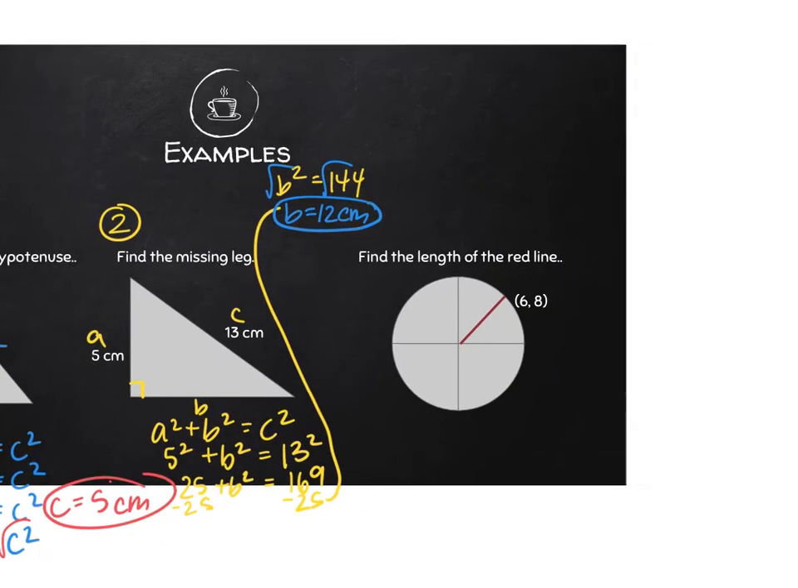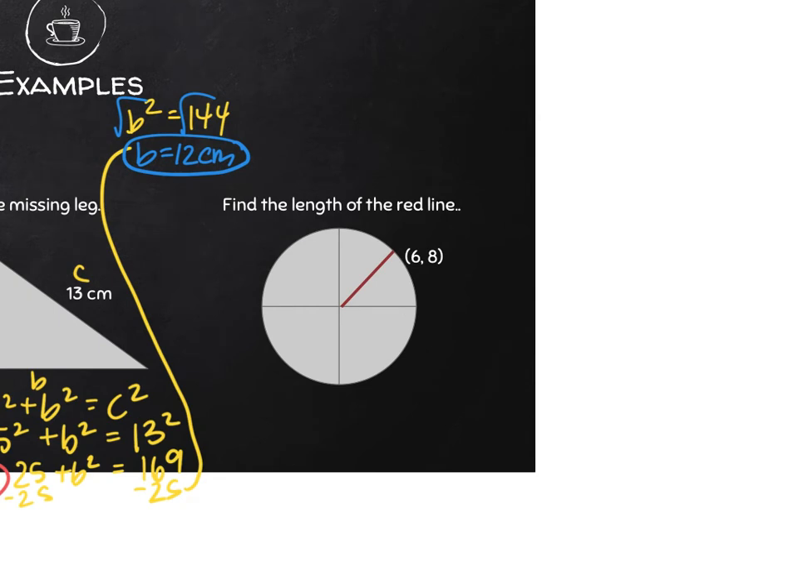Okay, now let's look at our last example here. Find the length of the red line. Notice we have a circle and then we have a red line. As you look at this and you're thinking about the circle, you're like, I don't know, there's nothing we can do. And you are right if we just had the circle, but we're given a line and we can actually draw in our right angle. Okay, and we can make that triangle, make that a right triangle.